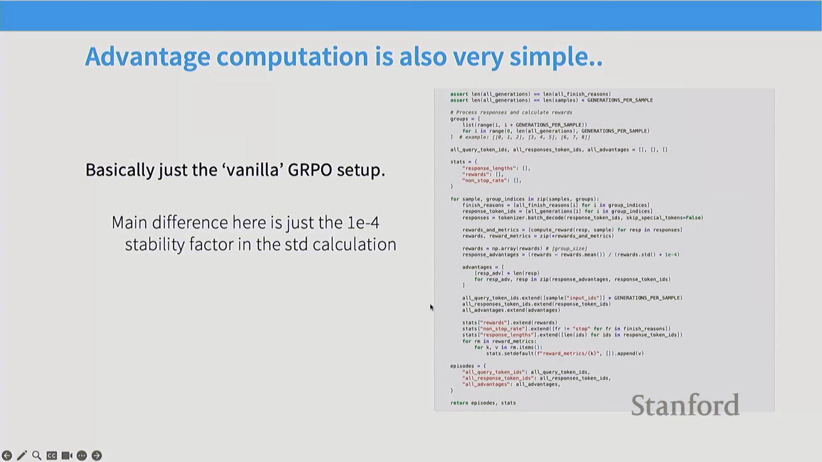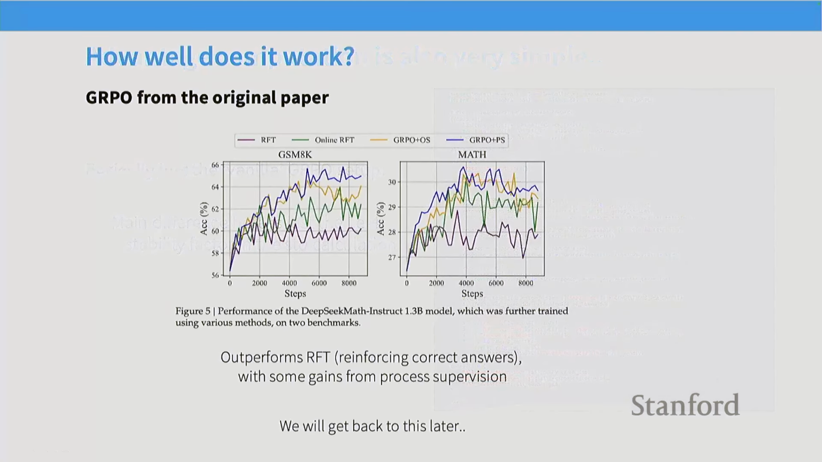This is almost exactly line for line the equations that I showed you, with just one minor difference that's not shown in the equation, which is that, as you do in almost everything, because we're dividing by the standard deviation, you add a tiny fudge factor of 1e-4 to make sure it doesn't numerically blow up on you. And you'll have to do this in the assignment as well. You'll have to add a little epsilon to your GRPO setup.